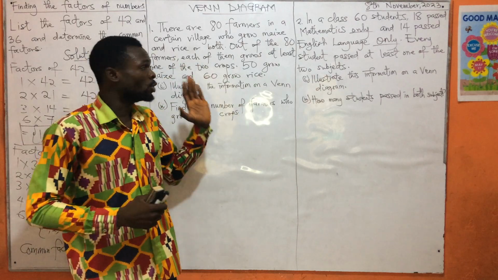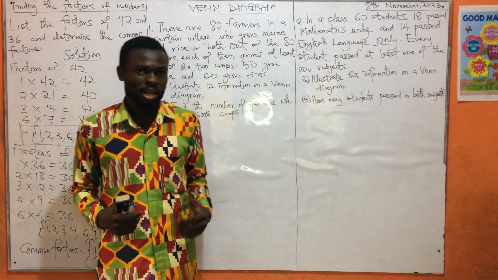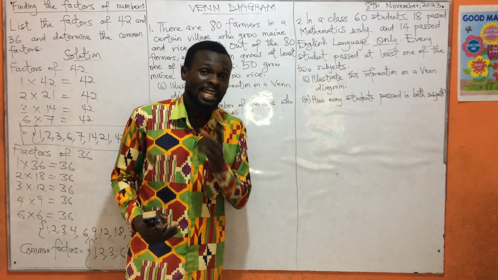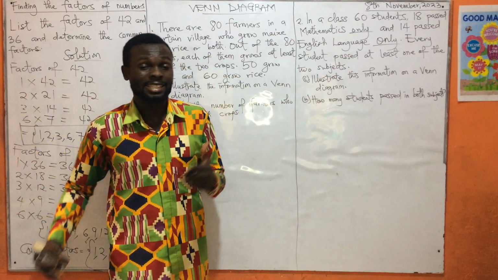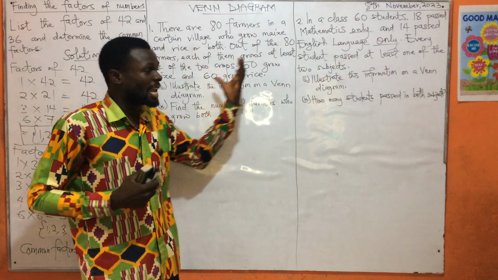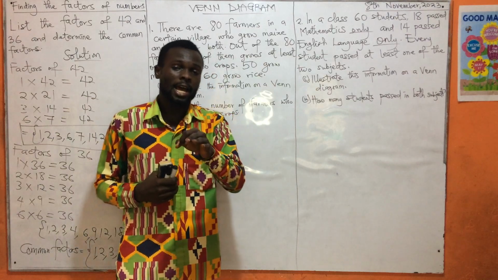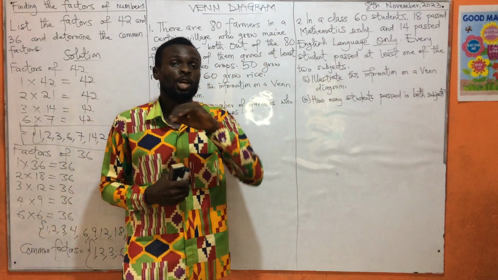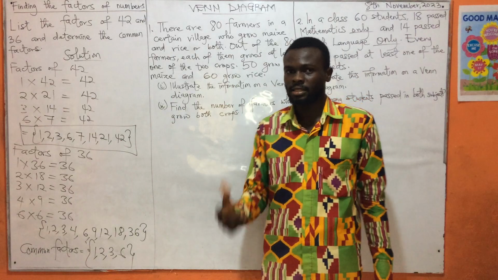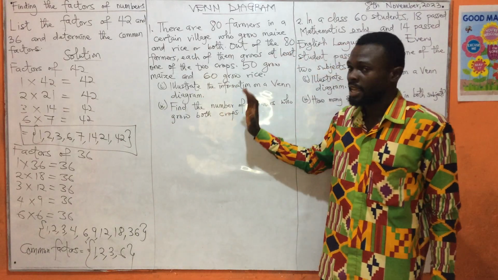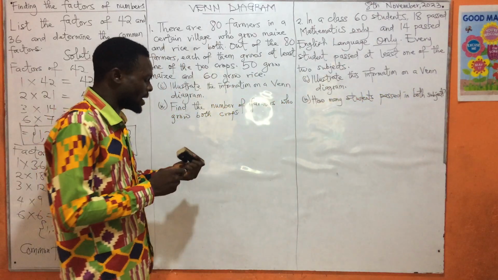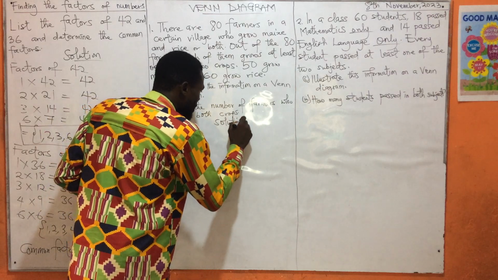For Venn diagrams, we'll be looking at some examples, because the introduction or basis of the Venn diagram has been uploaded on our platform. We will write or paste the link there so that you can get the introduction of the Venn diagram and understand certain terms in case you don't understand them here. So let's take an example, because the introduction has been well explained in our previous video.